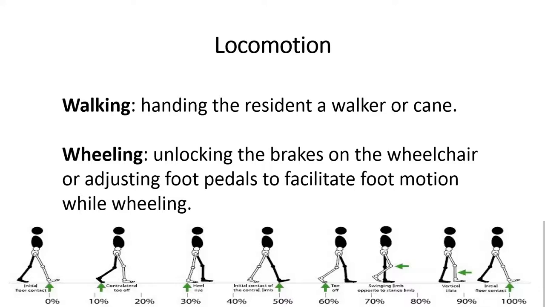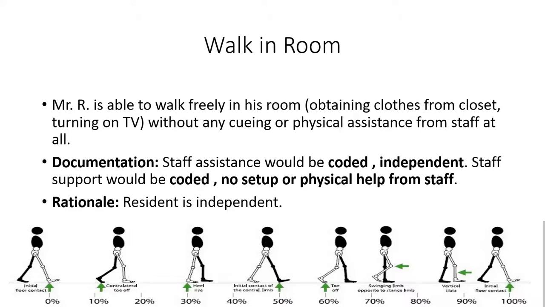Some people are wheelchair bound their entire life, depending on their disability. Others are able to walk or may walk some days and may need locomotion other times. Walking in room. Here's an example of kind of how we document and what's our rationale for it. So Mr. R is able to walk freely in his room, obtaining clothes from the closet, turning on the TV without any cueing or physical assistance from staff at all.